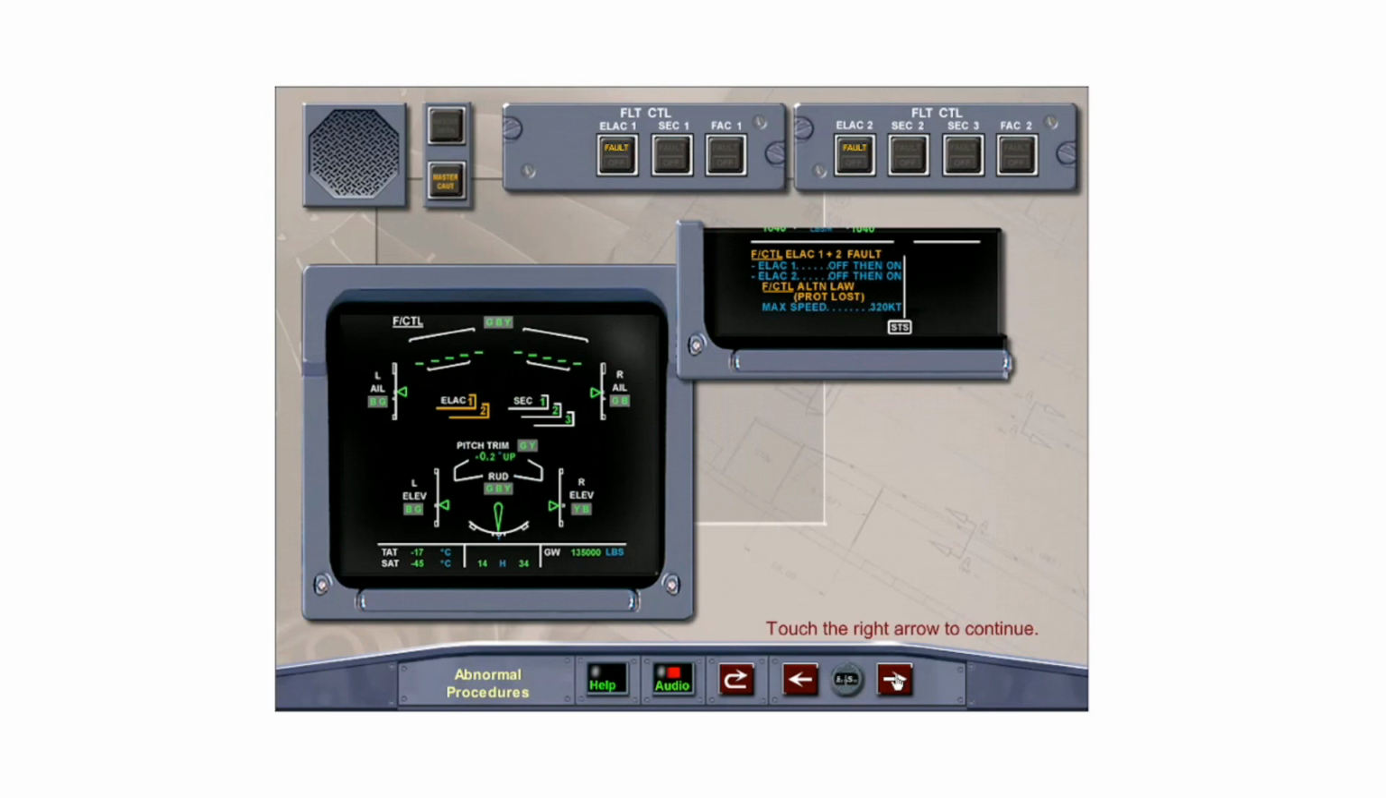The failure of both ELACs or FACs or all three SECs again requires that they all be reset, and if unsuccessful, the aircraft will be in alternate law with associated protections lost. Touch the right arrow to continue.